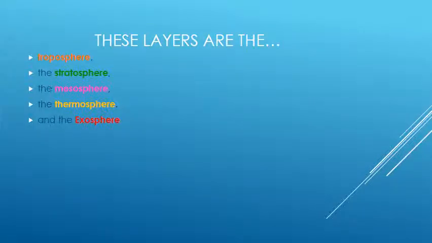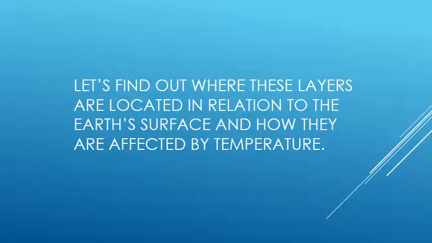The layers in order are the troposphere. That is the layer that is closest to Earth. The next is the stratosphere, then the mesosphere, the thermosphere, and the last layer, the closest to outer space, is the exosphere. So let's find out where these layers are located in relation to the Earth's surface and how they are affected by temperature. And it's important to note that this is indeed how the layers are separated, by how the temperature changes within them.